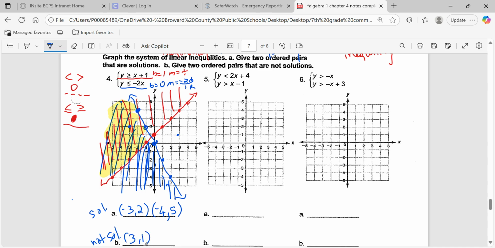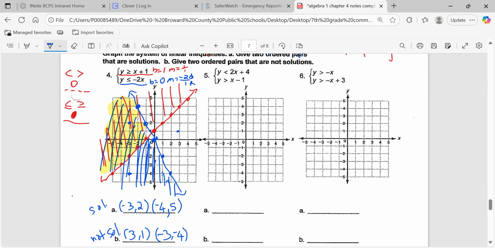That's not a solution. Or I could come down here in the blue, and I could get, what's that, negative 3, negative 4. Not a solution. We just have to know where those coordinates lie and where it would be a solution. All right, we're going to do number 5. Let's do that one together.